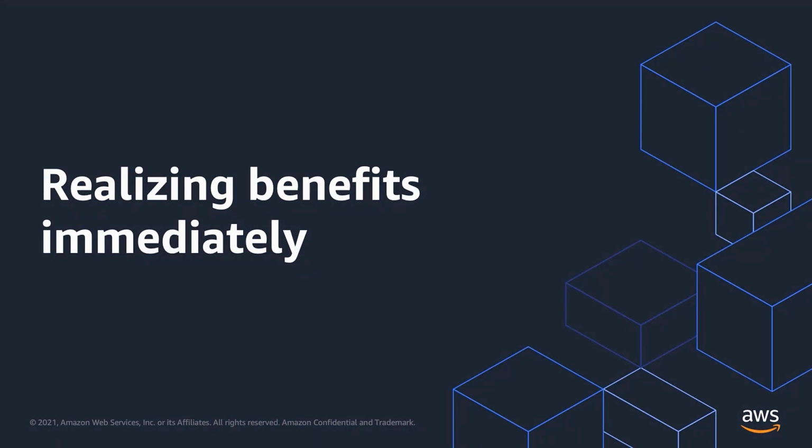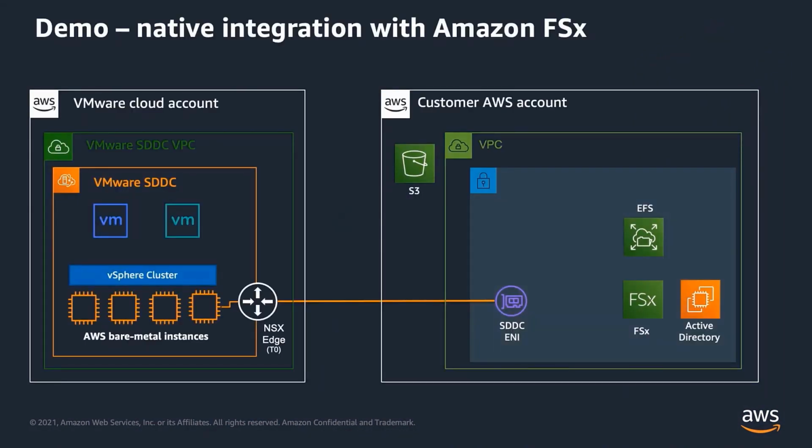Now let's take a look at how you can realize benefits immediately. There are several immediate benefits, including your managed services that's part of the VMware Cloud on AWS, where VMware manages your environment, your hardware, and software upgrades. You have the operational consistency like you would with your on-premise vCenter environment. You have the ability to move your VMs from your on-premise VMware environment to the VMware Cloud on AWS SDDC, and you have the ability to do native integrations into native AWS services like FSx, EFS, Active Directory, or even S3.